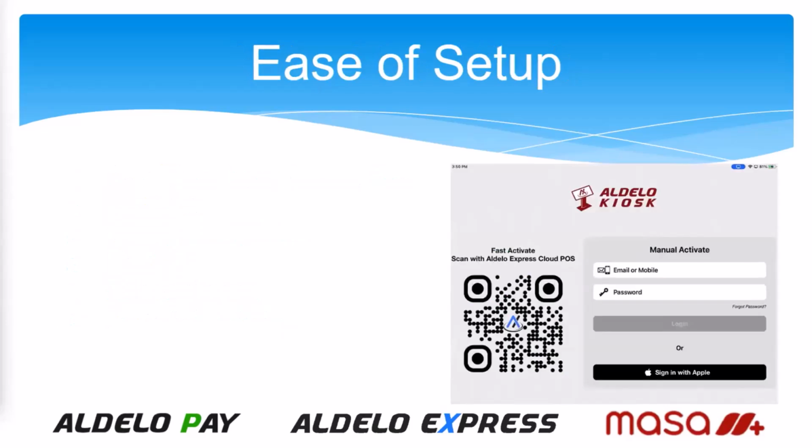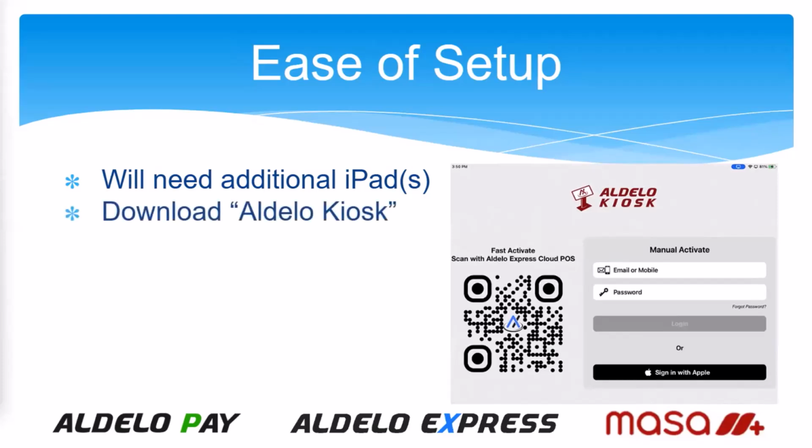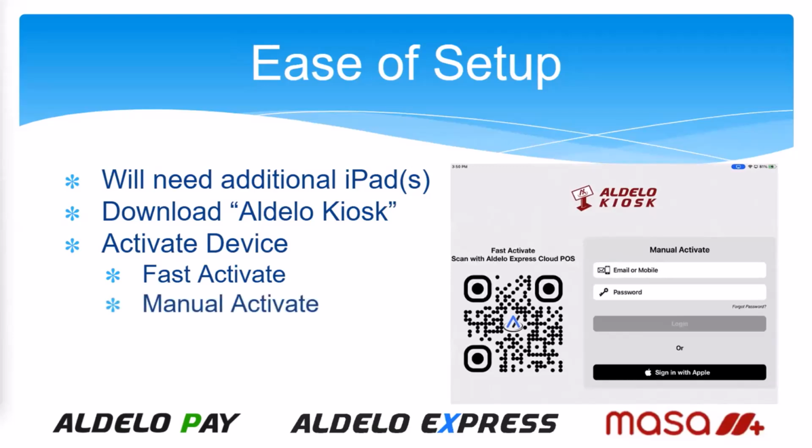Okay, so it's easy to set up. All you need are additional iPads. An iPad mini, an iPad Air, and an iPad Pro will work. It will not work on Android tablets. You do need to download Aldelo Kiosk from the App Store. And there are 2 ways of activating the device. The first way is Fast Activate, which scans the QR code, and you'll use the Aldelo Express application on another iPad. And Manual Activate, which uses email or phone number to log in.